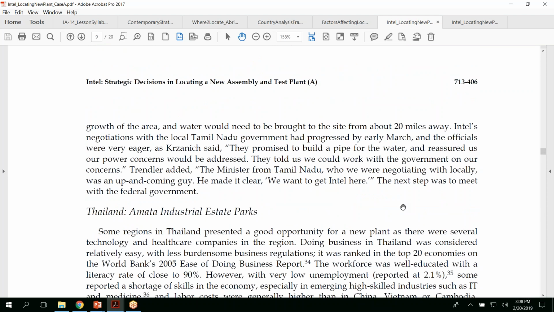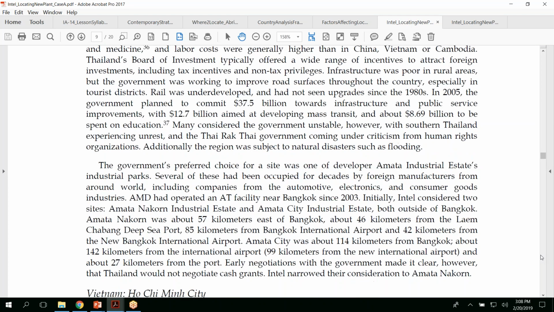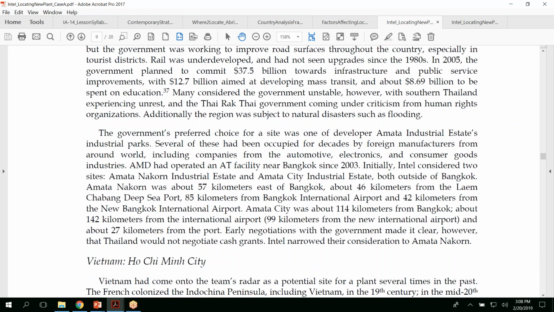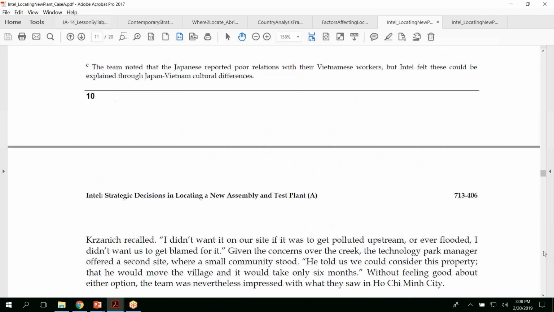Thailand. In particular, it says Amata Industrial Estate Parks, but it's important to understand it's right outside Bangkok. And finally, Ho Chi Minh City, formerly Saigon, in Vietnam, right? And so those are the four choices they're looking at. And so that's the case study.